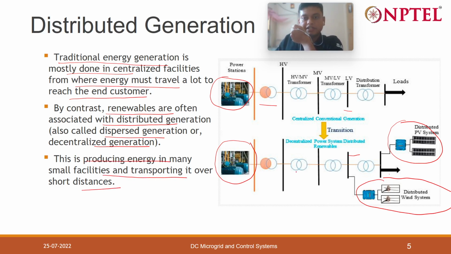And here the major advantage of distributed generation is that you don't need to transmit the power through a long distance. Where you are residing, you can take power from that area only. So the power losses in transmitting the power through long distances are significantly reduced.